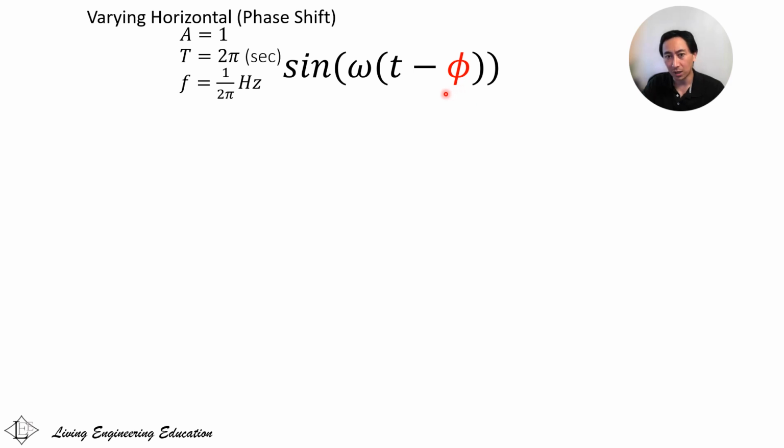We're going to first look at this when omega is equal to 1, so we see just the influence of phi. Then we'll look at this when omega is equal to 2, so that we can see the influence of omega on phi.